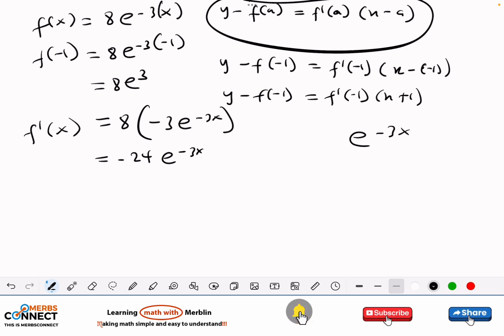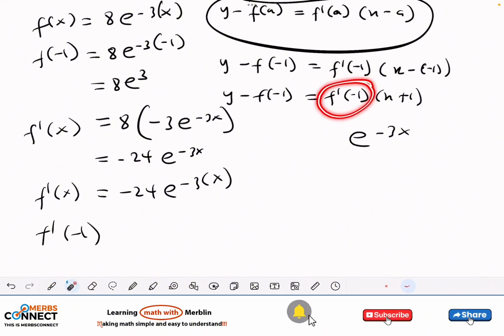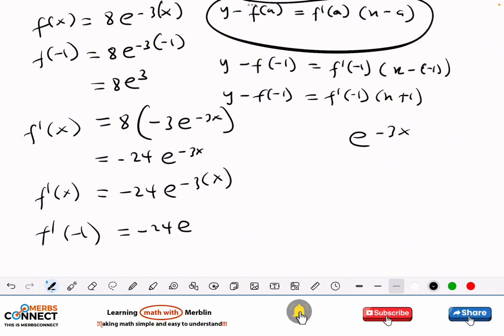Then I make sure I put my x's in parentheses, so that now I need f prime of -1. I'll change all the x in the parentheses to -1. So I'm going to have -24 e to the power -3 times -1, which will be -24 e to the power 3. Good. So I have everything set up.